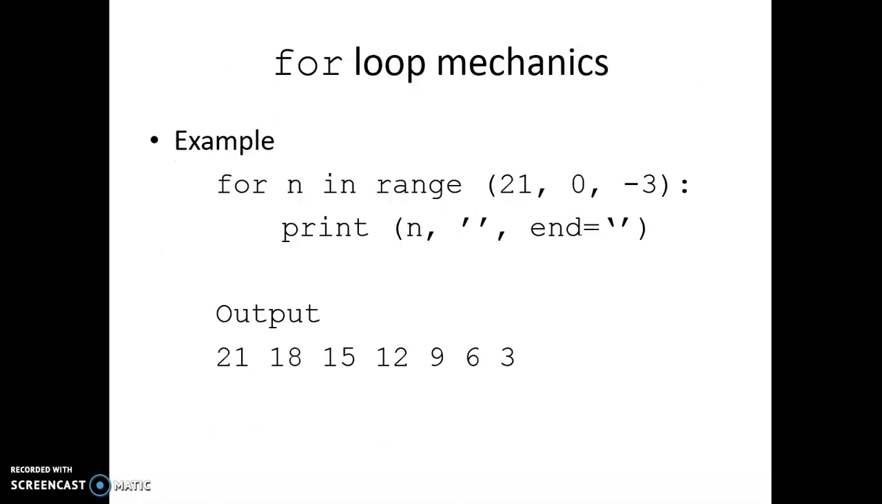Okay, so for loop mechanism. For example, for n in the range from 21 to 0 with step negative 3, every time you decrease, you print n, with end equal to a space, which means you want to avoid creating a new line, so the output will be on the same line. You can see that 21 minus 3 is 18, minus 3 is 15, minus 3 is 12, minus 3 is 9, minus 3 is 6, minus 3 is 3, and minus 3 is supposed to show you 0, but you will stop before 0. So you will display the output until 3. When you design for loops, you need to be careful and know how you are going to set this.